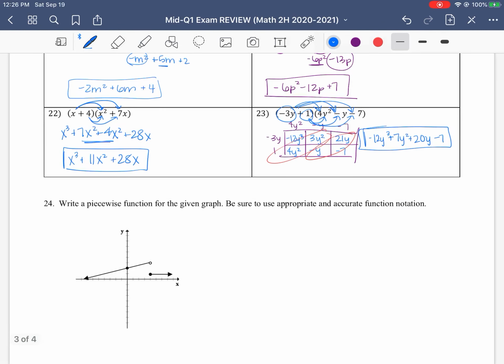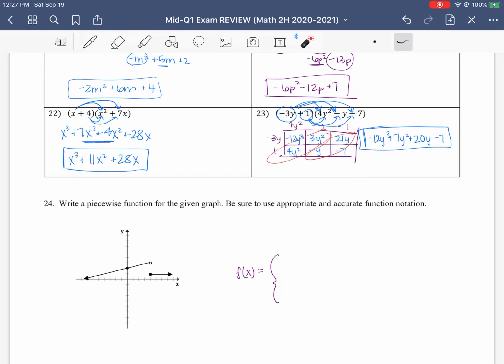Okay, down at the bottom, writing a piecewise function for the graph. Be sure to use appropriate and accurate function notation. So again, when we write a piecewise function, we start by naming it. You can call it f of x, p of x, h of x. You can even use something other than x as long as we're consistent, and then it equals, and then we draw those braces. Notice our graph on the left has 2 pieces.